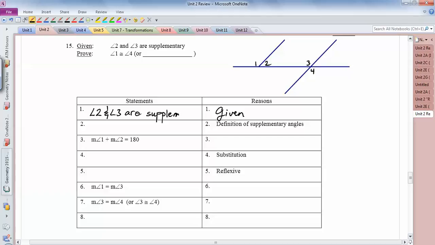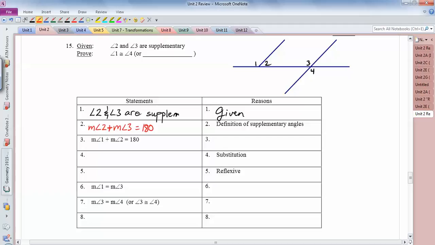The next step says definition of supplementary. Well, hopefully by now you're learning if you have supplementary angles, the definition says make them add up to 180. So M2 plus M3 equals 180.